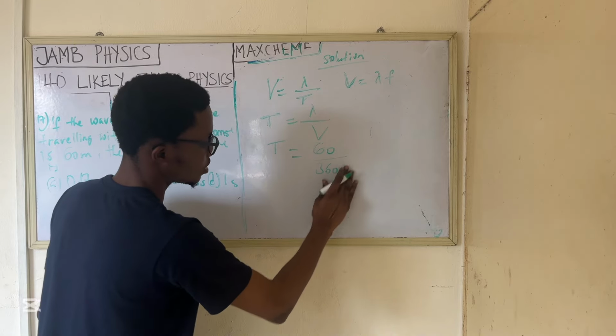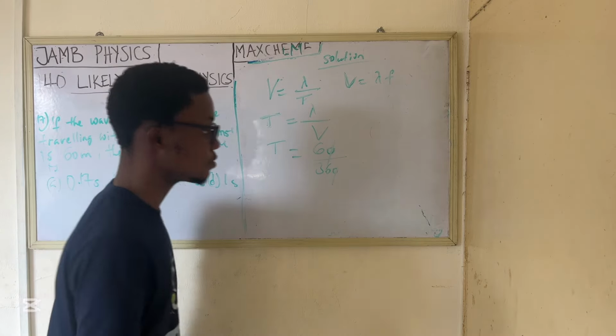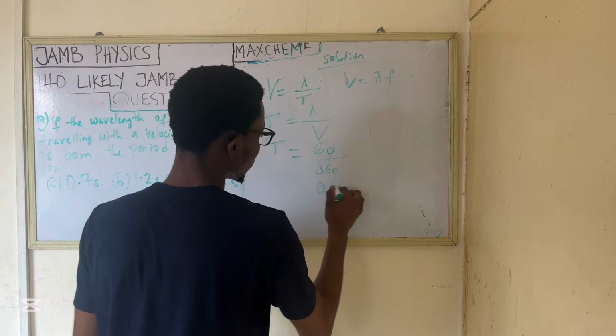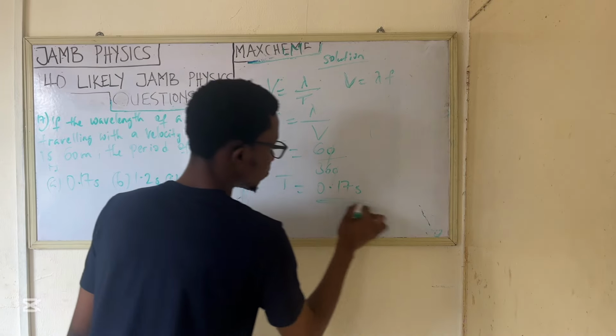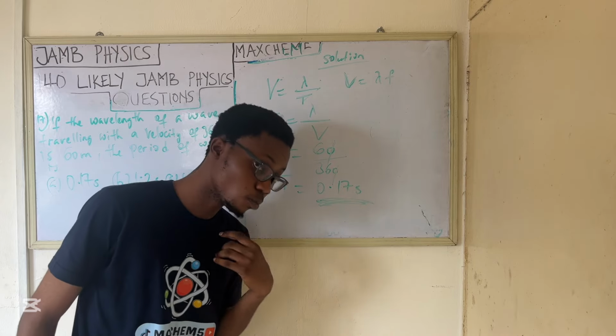Let's remove the meter per second for now. So 0 cancels 0. We have 6 divided by 36. That's 1/6, which will give us 0.17 seconds. So the period is 0.17 seconds.